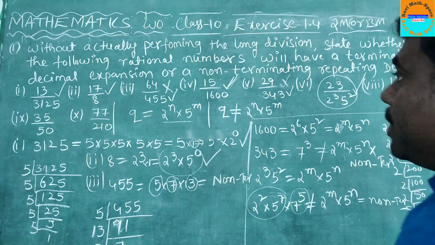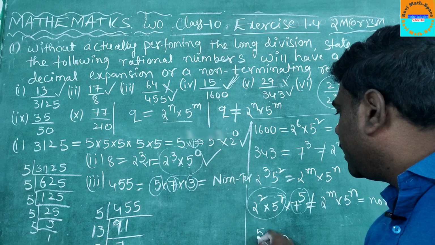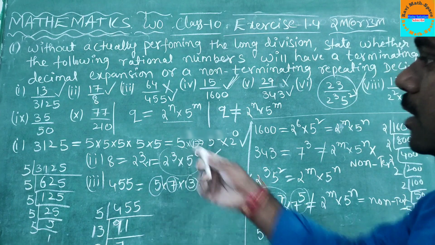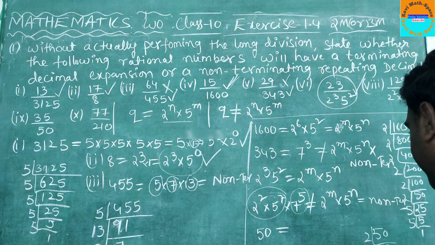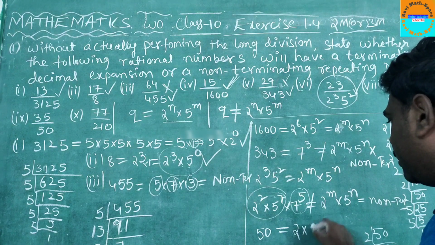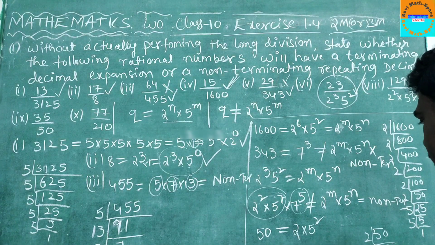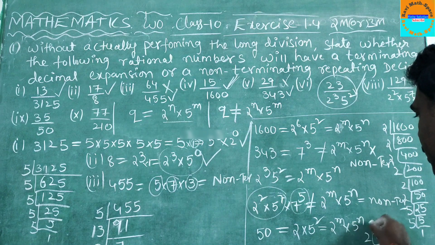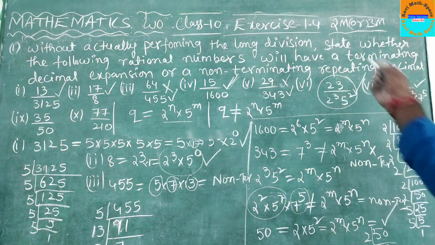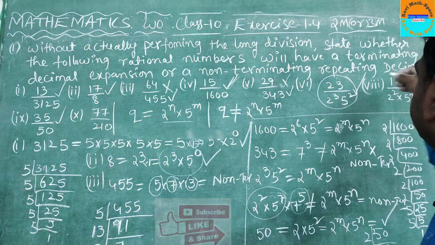Next problem, the ninth problem. What is the denominator here? 50. How can I write it? 50 prime factorization, see. 2 25s, again 5 5s. So 2 into 5 square. I am writing it directly here. So 2 and 5 is repeated 2 times. So it is in the form of 2 power n into 5 power m, which consists of a terminating decimal expansion. The ninth one also has a terminating expansion.